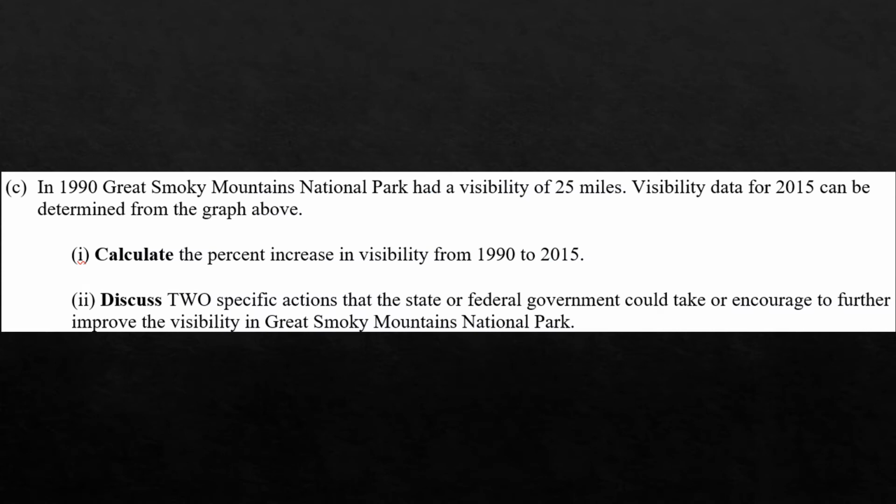Going on to the next section. In 1990, Great Smoky Mountains National Park had a visibility of 25 miles. Visibility data for 2015 can be determined from the graph above. 1. Calculate the percent increase in visibility from 1990 to 2015. 2. Discuss 2 specific actions that the state or federal government could take or encourage to further improve the visibility in Great Smoky Mountains National Park.